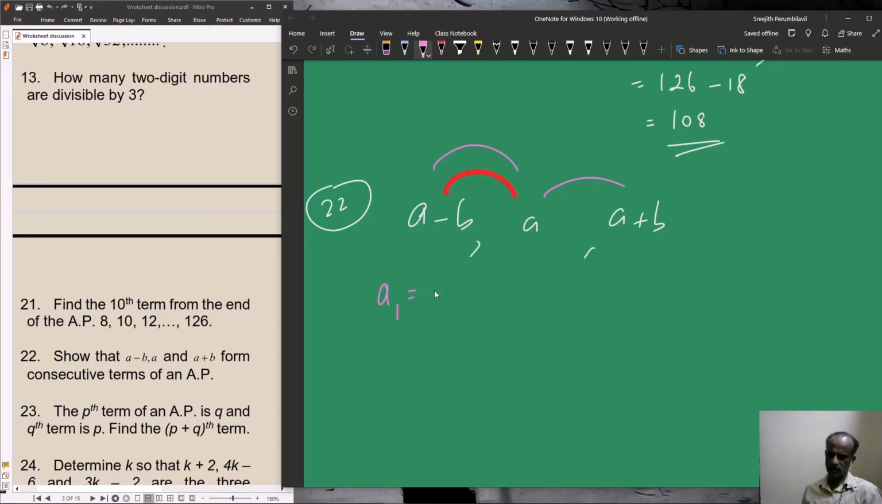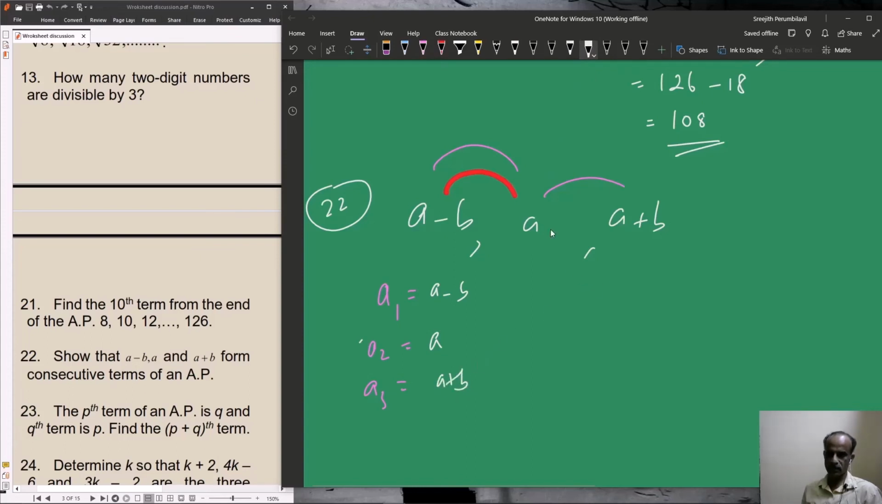Just take A1, A minus B, then A2. Not necessary to take, I never mean they are first, second term, any consecutive terms. A3, okay, that is A. And the term A3 is A plus B.